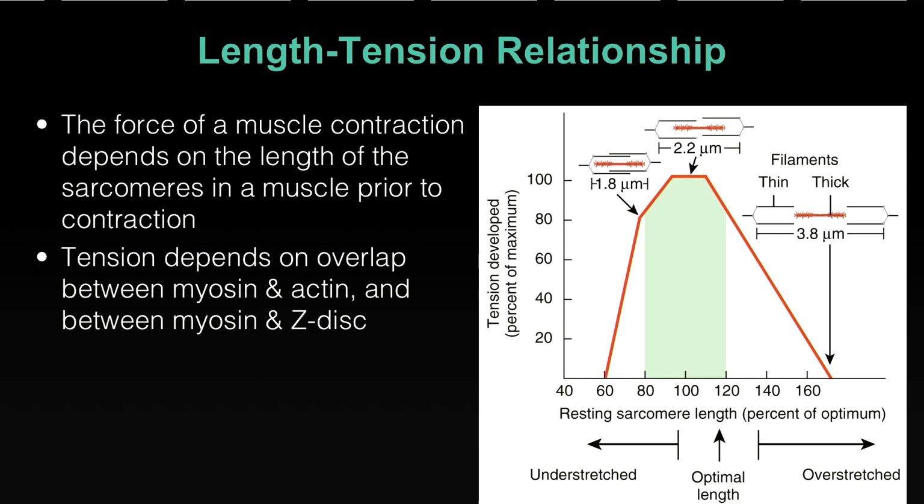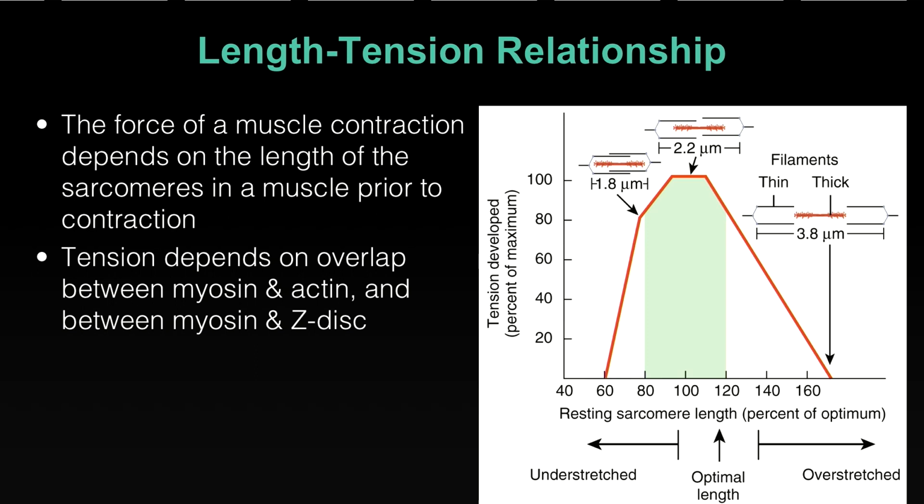And so if you think back to the slide where I showed you rest, intermediate, and full overlap, if there's very little overlap and the filaments are only touching, very few cross bridges can be made. Very little force at the far right-hand side with stretched sarcomeres. As the filaments overlap more, more cross bridges form, and more power, more force can be generated.